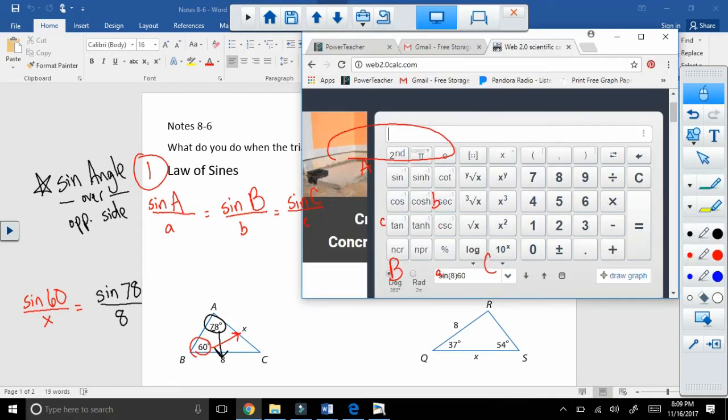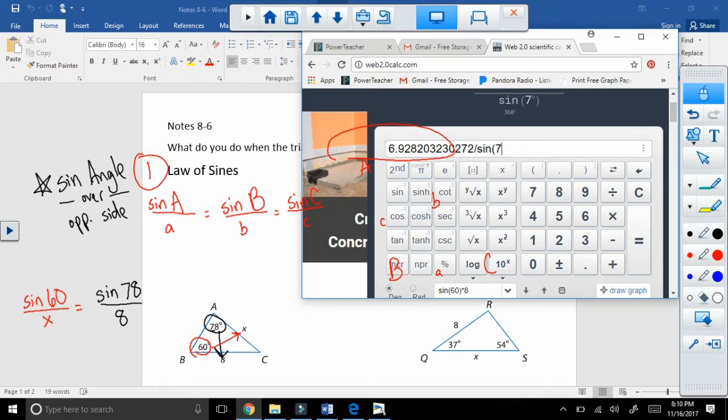So I'm going to type in the sine of 60, and then I need to multiply that by 8. That's going to give me this number here. Then I'm going to have that equal to the sine of 78 times x. So I'm going to end up dividing by the sine of 78. I'm just going to do that on my calculator, divided by the sine of 78. And I would just type all of this in at once. If you need to write these down as two separate numbers, that's totally fine. But the final answer for this, when we round it to the tens place, is about 7.1.